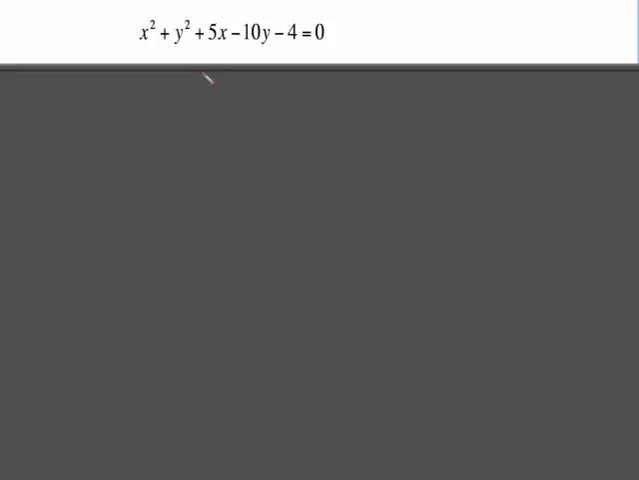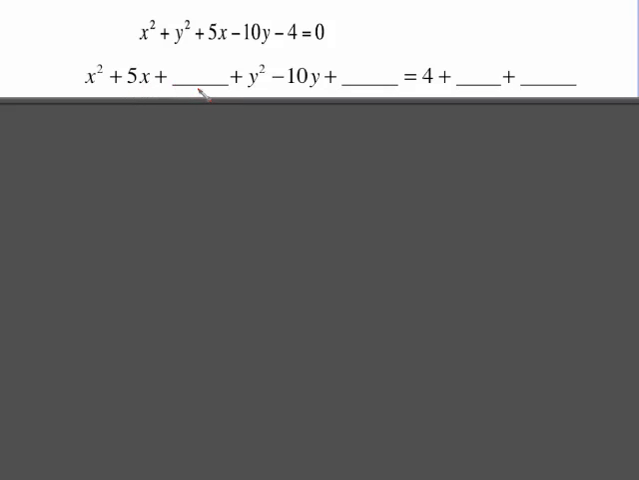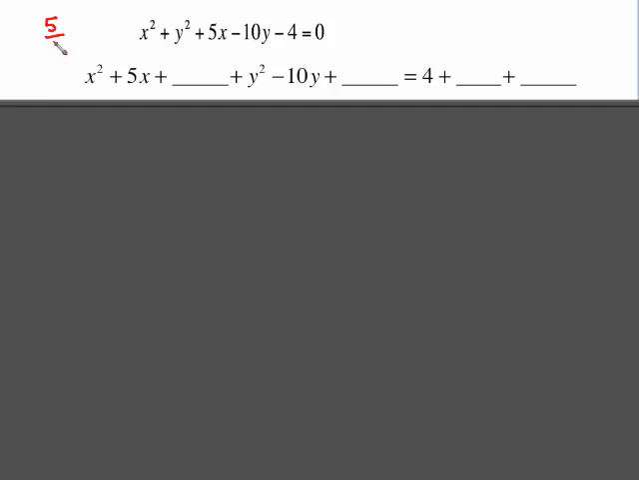Let's get this organized. You have x squared plus 5x plus blank. Put your y stuff together, move the 4 to the other side. On this one, when you take half of 5 and square it, half of 5 is just the fraction 5 halves. And when you square that fraction, it's going to be the fraction 25 fourths. And you're better off leaving it as a fraction because of the factoring that we're going to do. Add your 25 fourths over here. With the 10, take half of 10 is 5, squared is 25. Add that to this side also.